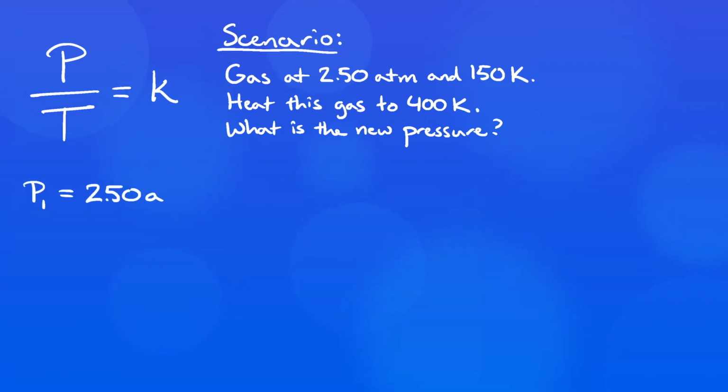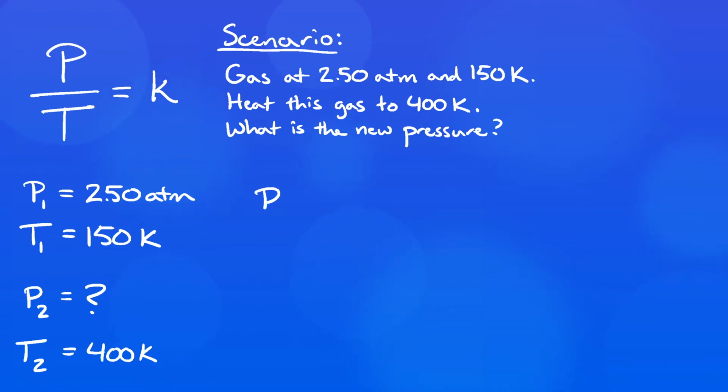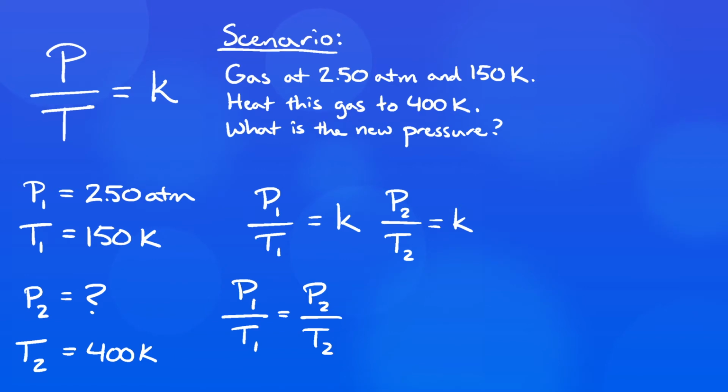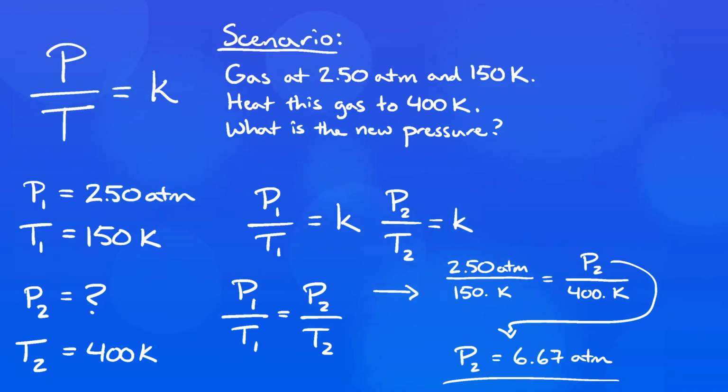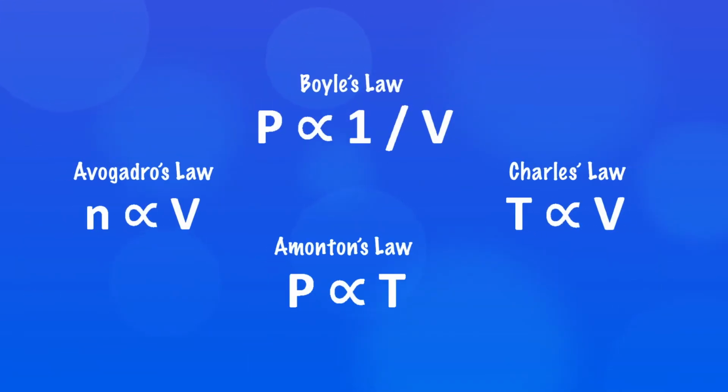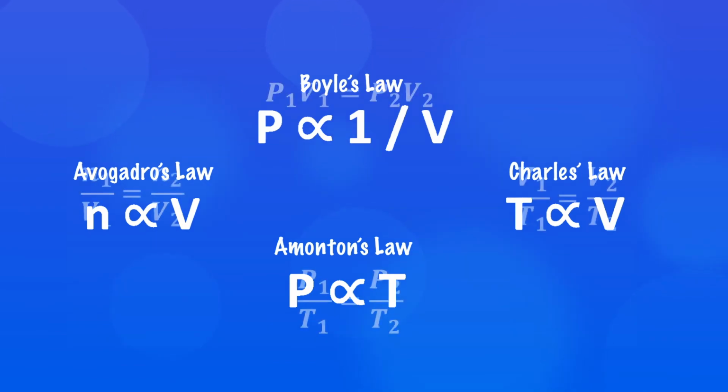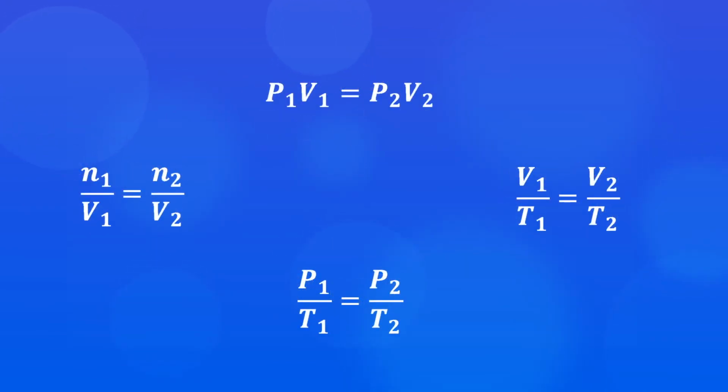So we can actually take these two different conditions, one of which has an unknown that we want to figure out, and set them equal to each other. Now we have one equation and one unknown, and we can solve using algebra for P2 to get the final pressure of the gas. You can do this with all the gas laws. And when you rewrite them like this, you end up with a bunch of useful tools for predicting the effect that a change in one property will have on another property.